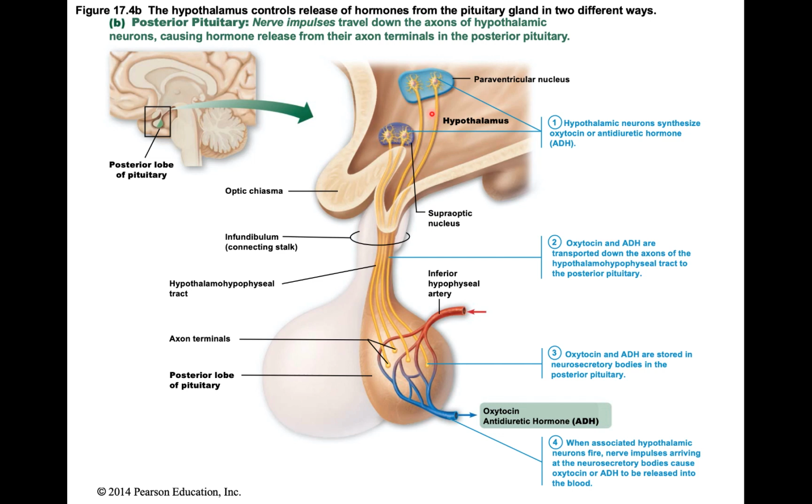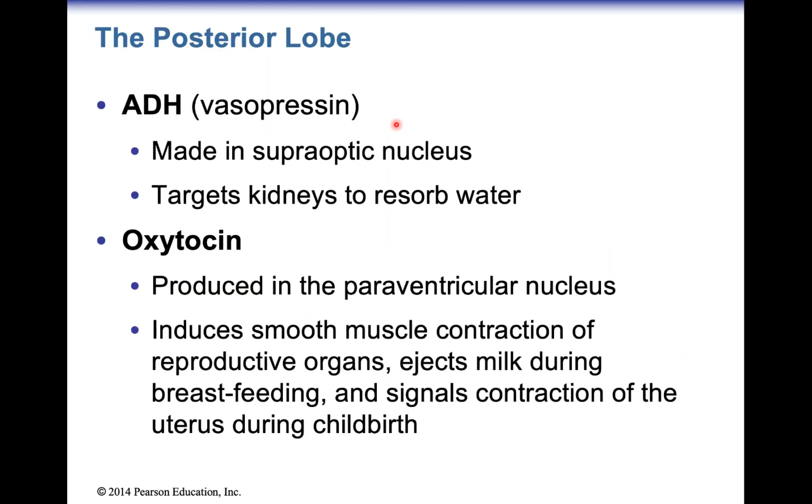One more thing to point out is, you see this blue region and the purple region. The blue region is called the paraventricular nucleus, and the purple region is called the supraoptic nucleus. Remember those names, because in the next slide, you're going to see what those regions produce.